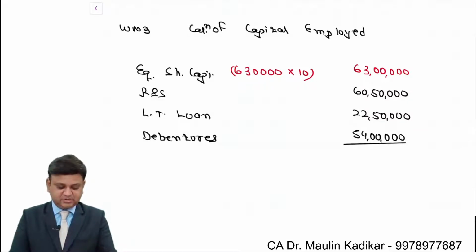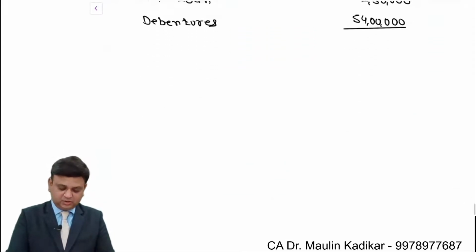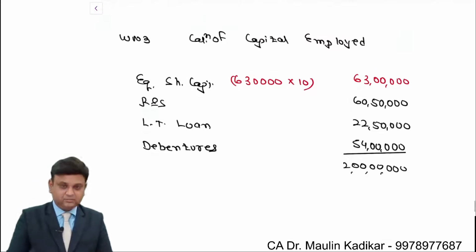63 lakhs plus 60,50,000 plus 22,50,000 plus 54 lakhs. That comes to 2 crore, that is 200 lakhs. This is the capital employed.